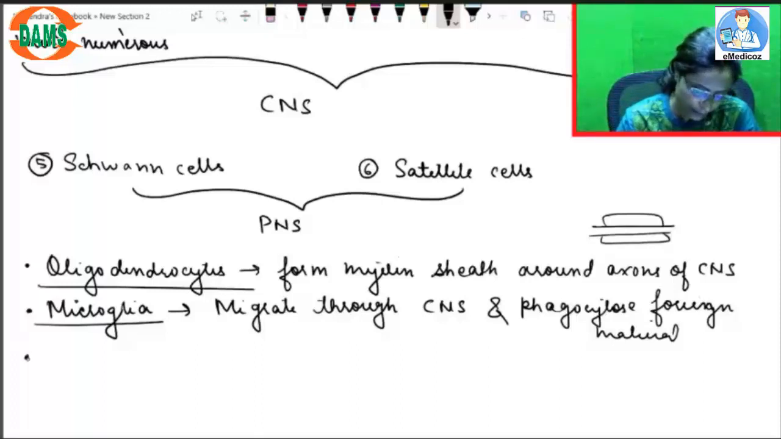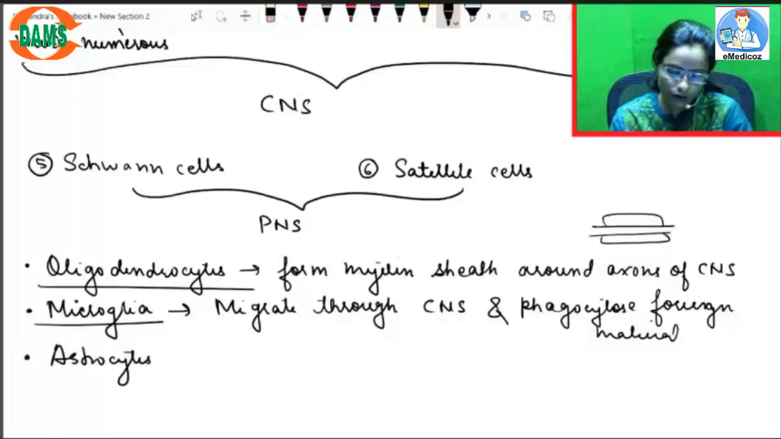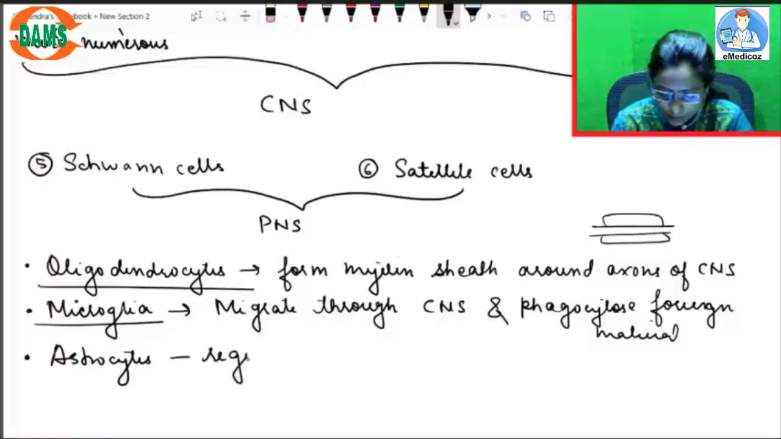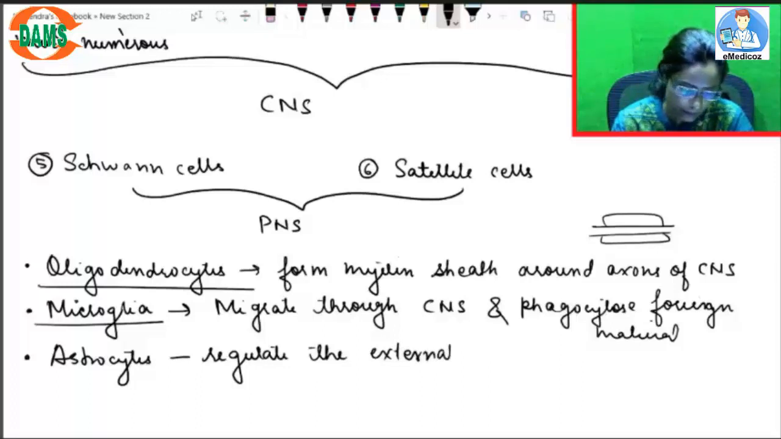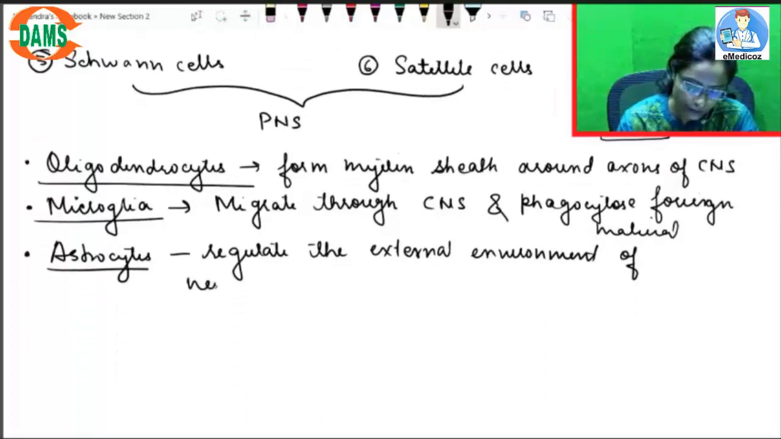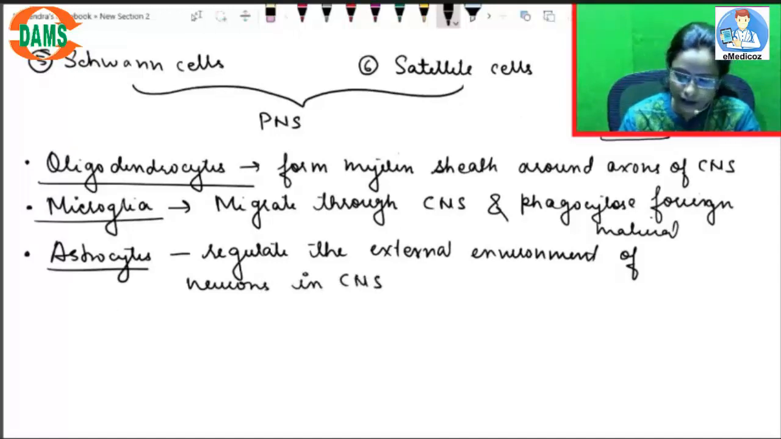Third is astrocytes. Astro means star-shaped. They regulate the external environment of neurons in CNS. ये क्या करता है, एक्सटर्नल एनवायरनमेंट ऑफ न्यूरॉन को रेगुलेट करता है.